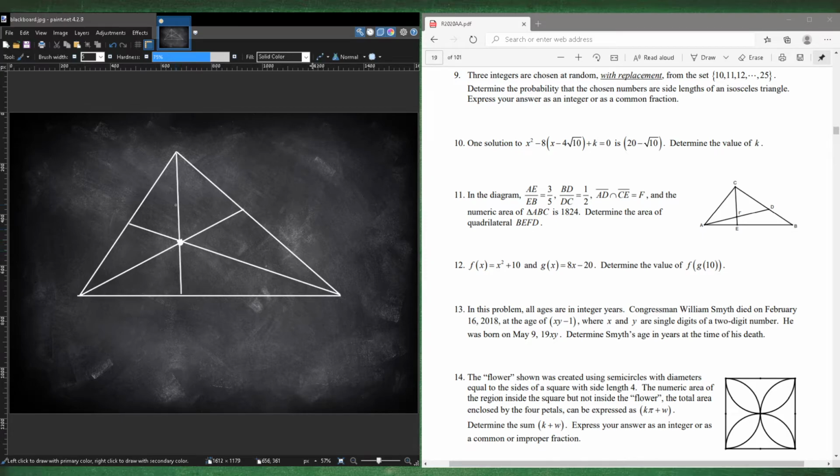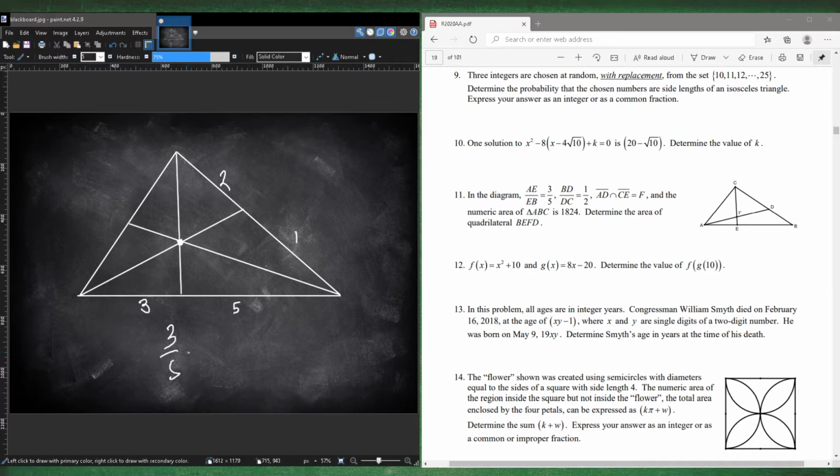That's called concurrency. So they say AE is 3, and EB is 5. Well, the ratio is 3 to 5. That's not exactly their length. And then BD is 1, and DC is 2. So Ceva's theorem basically tells us that this side length divided by this side length, and then this side length divided by this side length, and then this side length divided by this side length, multiply those 3 numbers, and it should come out as 1. So that's Ceva's theorem.